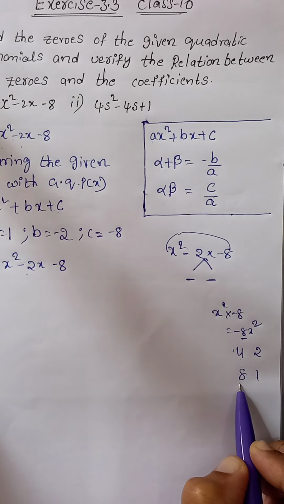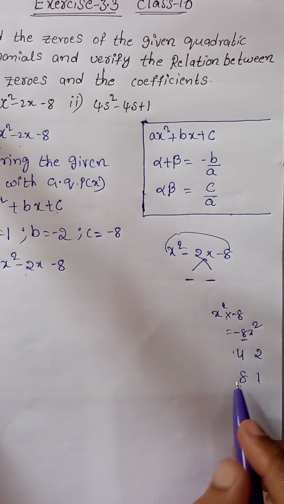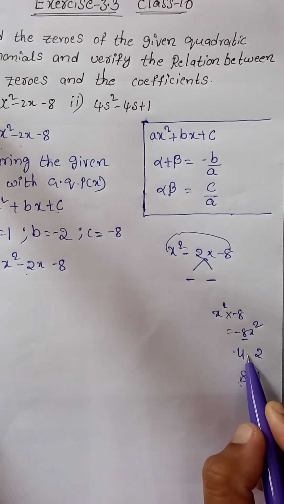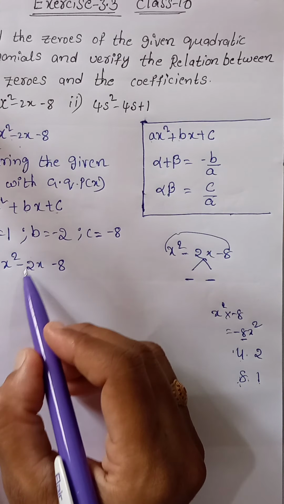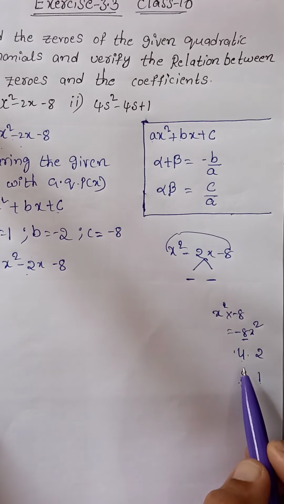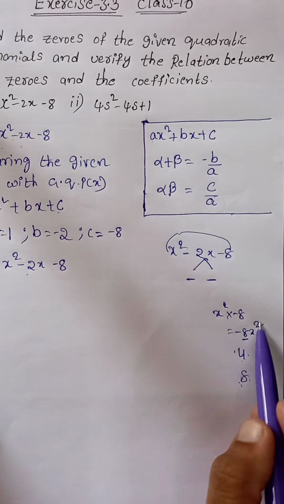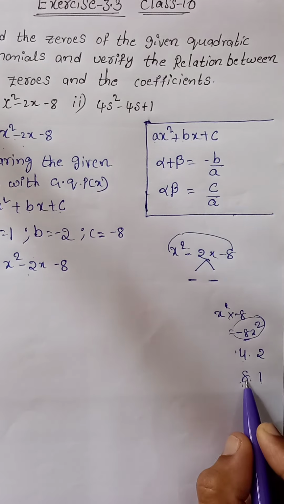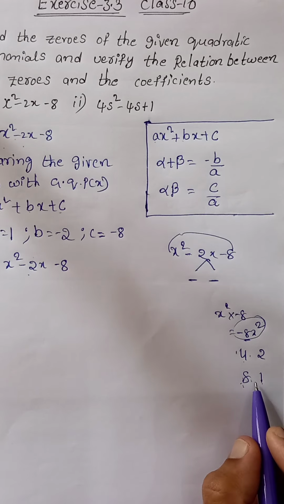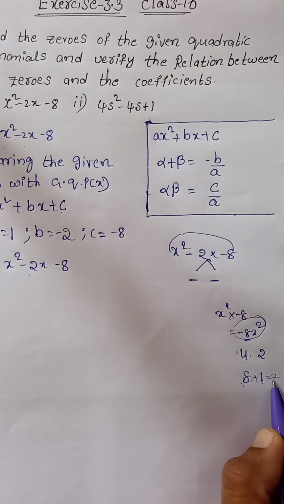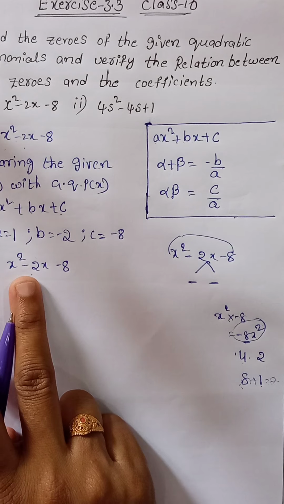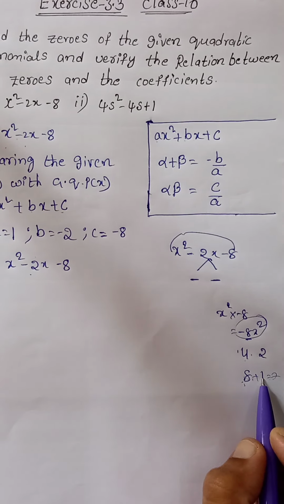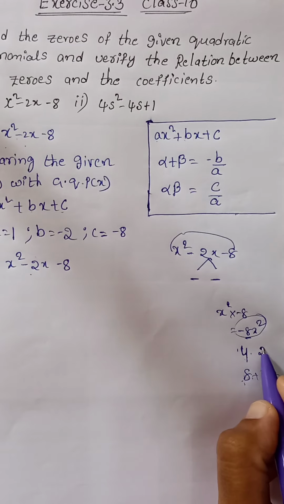This is one pair, and this is another pair. We have two pairs. If you add these two terms, you have to get the middle term. If you multiply these two terms, you have to get minus 8x square. Suppose we take 8 and 1: 8 plus 1 equals 7. Will you get minus 2x? No. So we can't take 8 and 1. Now let us check 4 and 2.